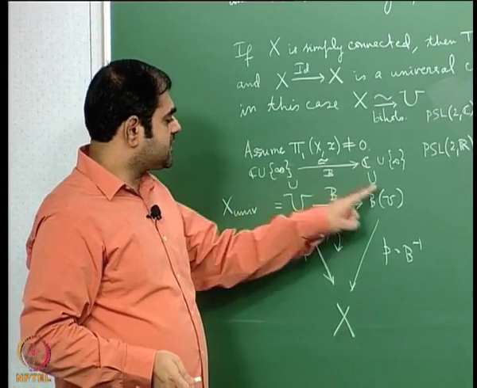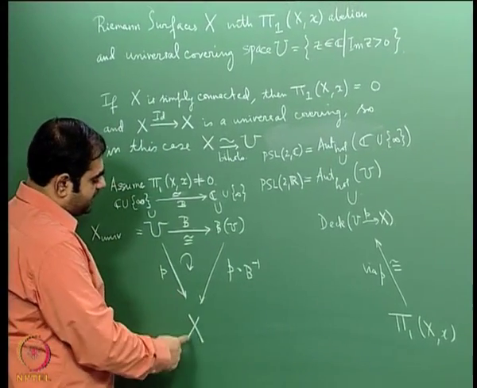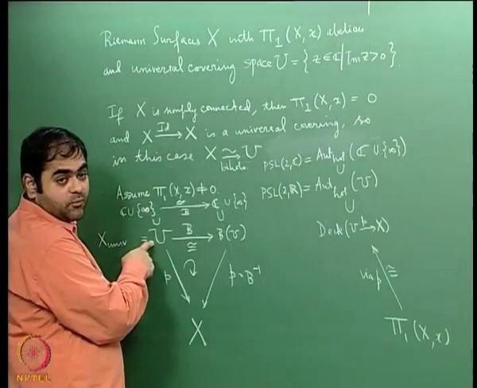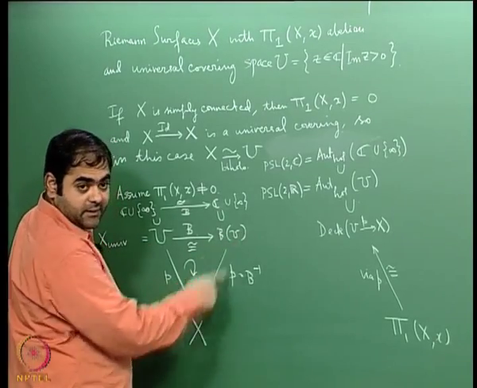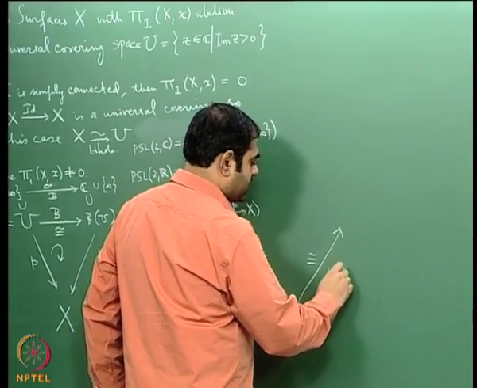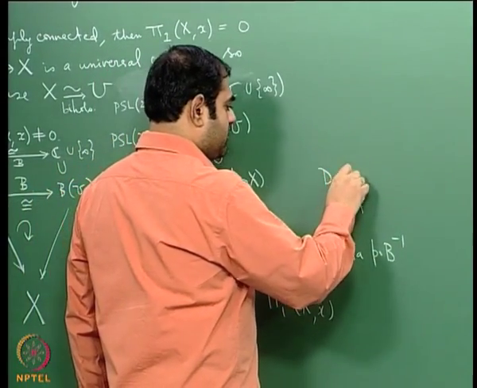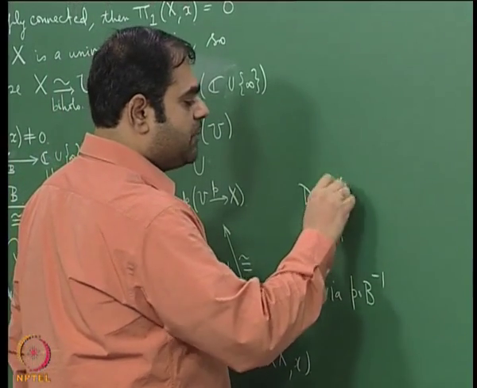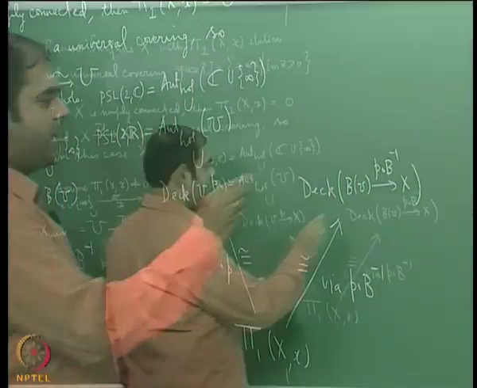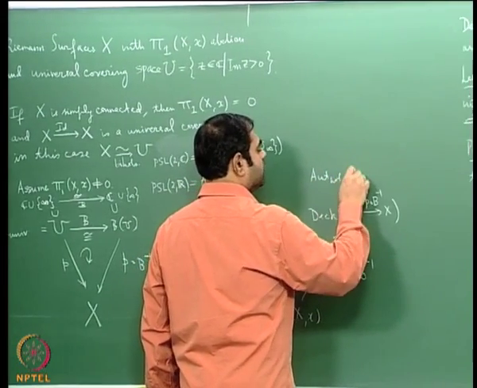Okay, now what happens to this when I do it at the level of deck transformations? Just like this covering identified the fundamental group here with the deck transformation group as a subgroup of holomorphic automorphisms above, the same thing should happen here. So I will get another isomorphism identification, this is via P circle B inverse, and this is going to give me the deck transformation group of the other isomorphic cover, namely B of U with P circle B inverse to X, and this is a subgroup of the holomorphic automorphisms of B of U.